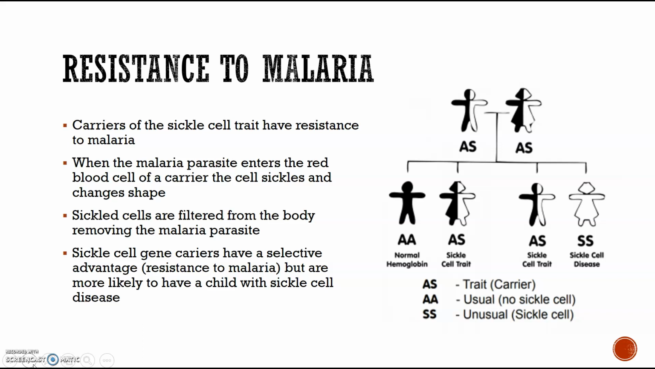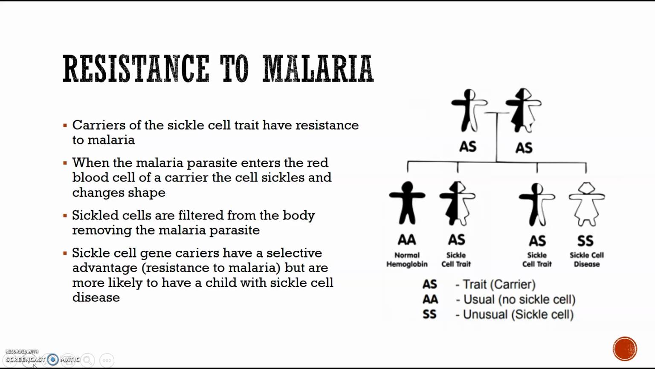So why would this gene persist? It obviously has its disadvantages. You have a 1 in 4 chance of having a child that has serious medical issues and would tend to die at a younger age. The thing is that carriers of this trait have a resistance to malaria.